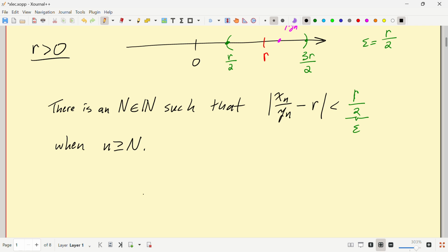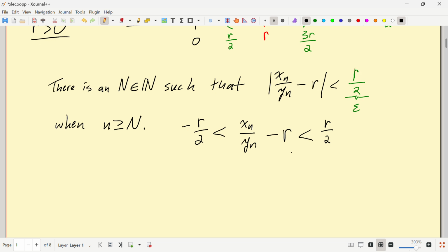And so I'm going to write that absolute value inequality in its equivalent form: minus r over 2 is less than something is less than plus r over 2. Here's the equivalent way to express that inequality. That's what it means for the absolute value of something to be less than something. It's between those two. Okay, that's an equivalent thing.